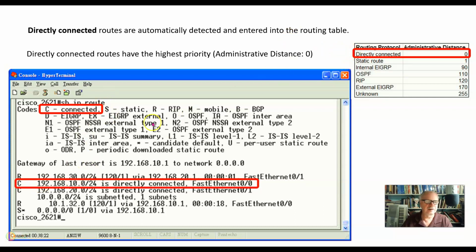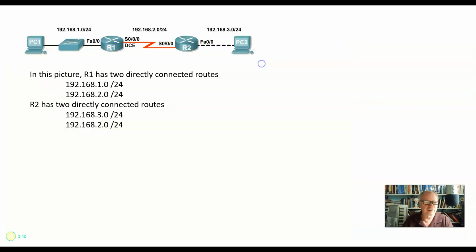All right, so those are directly connected routes, and that's automated. As soon as the router sees a network, it knows what's connected. Now in this picture, we have 2 routers. This router sees 2 directly connected networks: this one right here, the 192.168.2.0 network, and this one over here, the 192.168.1.0 network. That's all this router knows, and it would have these 2 directly connected routes in its routing table. R2 over here would have these 2 directly connected routes in its routing table right here.